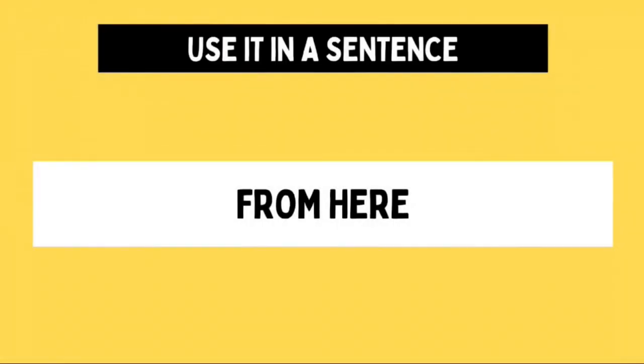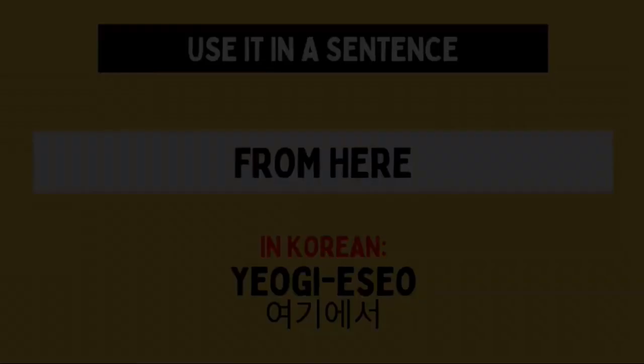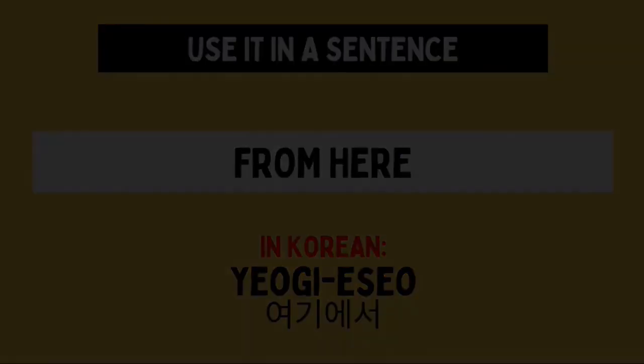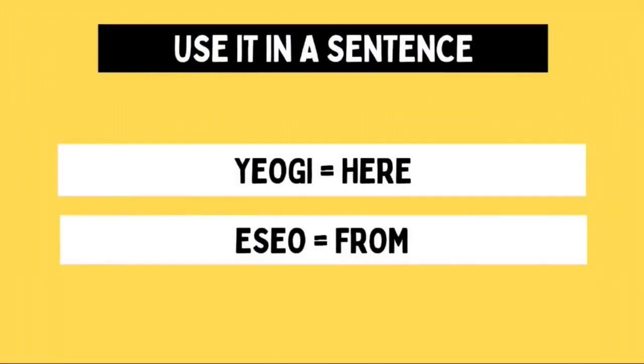Now let's try to look into this example phrase. It says, from here. Again, from here. The Korean translation of this is 여기에서. Again, 여기에서. And this is the same phrase presented at the beginning of the video. The word yogi is our word for today, and it means here. The first part, which is yogi, is our word for today, and we already know that it means here.